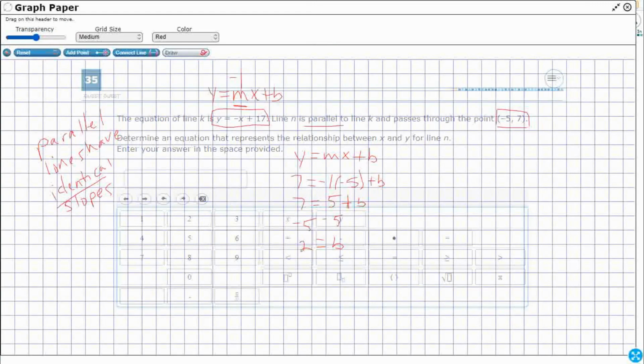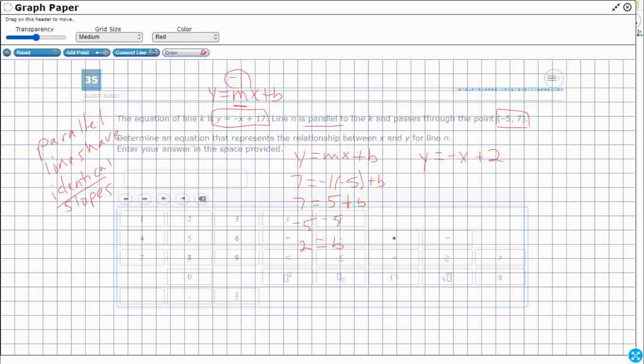So if we see that b equals 2, I can rewrite this as y equals, remember my slope is -1, so I'm just going to say -x plus 2. So that's it. That is my answer.